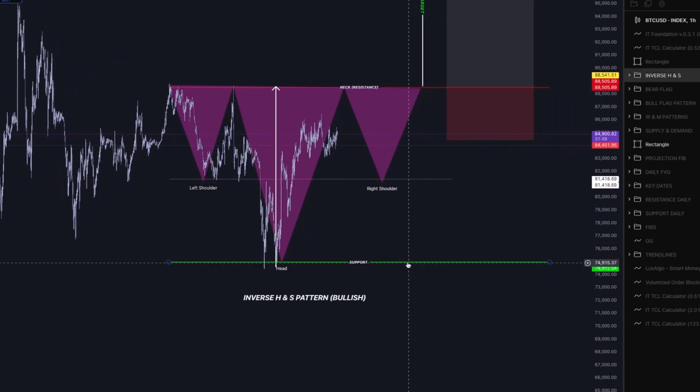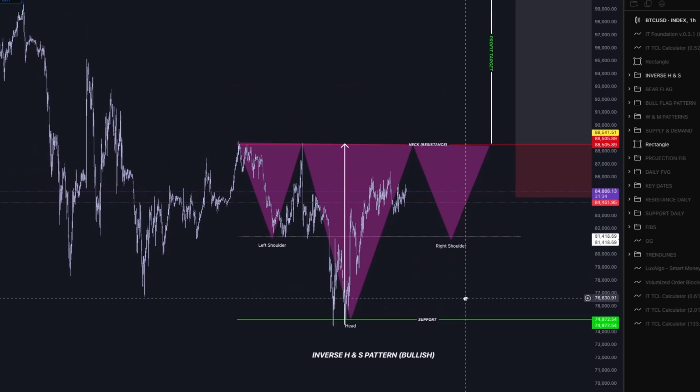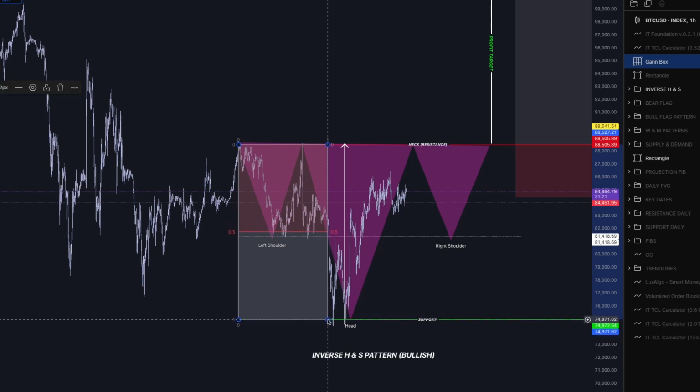So inverse head and shoulders, you want to map out your support level. You want to map out your resistance. On inverse, your resistance is your neckline. On a normal head and shoulders, your neck is actually your support. And then what you're looking for is price obviously rejects down, comes roughly into that 50% level of your support. So in around that level, that's where you're normally going to see your shoulders form.